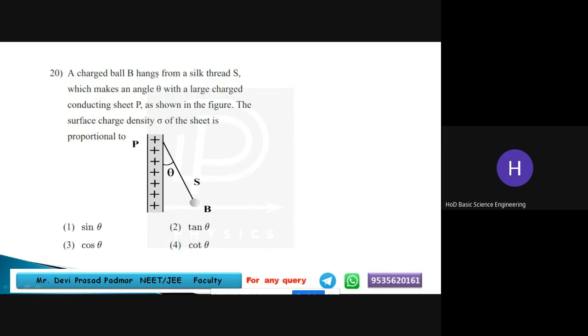A charged ball B hangs from a silk thread S, which makes an angle theta with a large charged conducting sheet. You must know, if you have a sheet like this, then the electric field due to this sheet is nothing but E equal to sigma by 2 epsilon naught. That means due to this sheet, the electric field at this particular point will be equal to sigma by 2 epsilon naught.